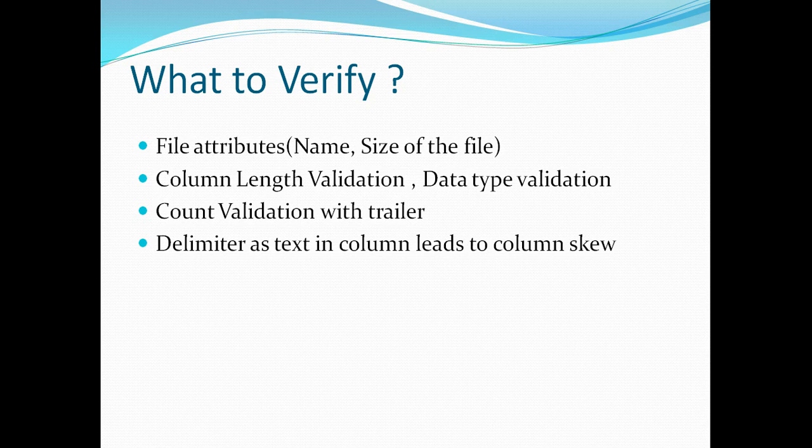Then, as we discussed, the most common delimiter used in flat files is pipe. There is a possibility that one of the columns may have data containing a pipe. That is going to cause column skew, and we will understand in a moment what exactly this is and how we can tackle it, or why we should validate this kind of stuff.